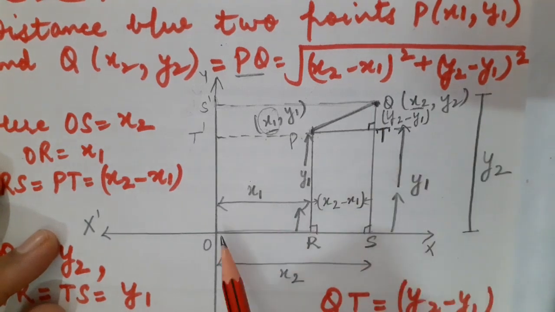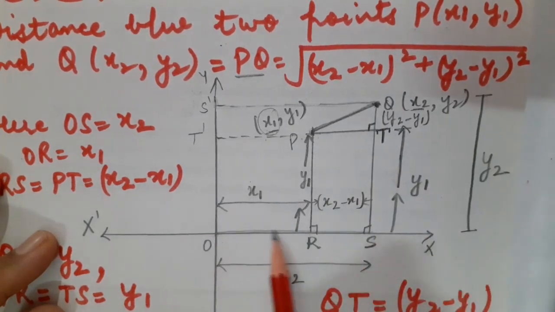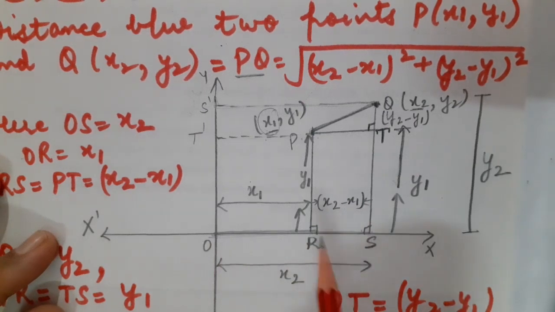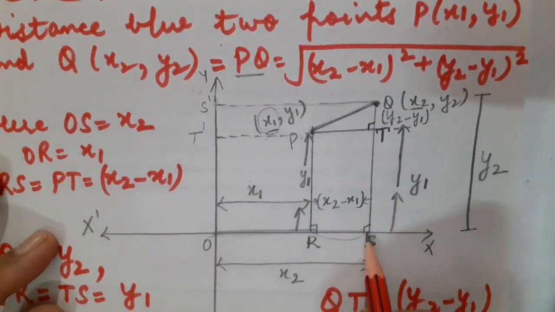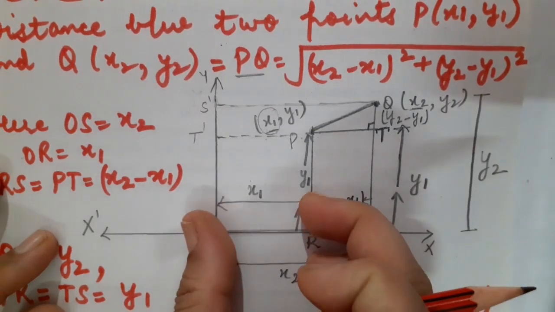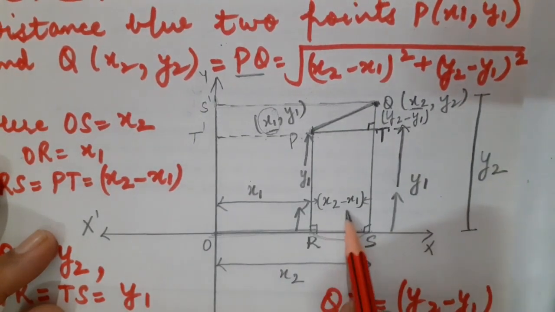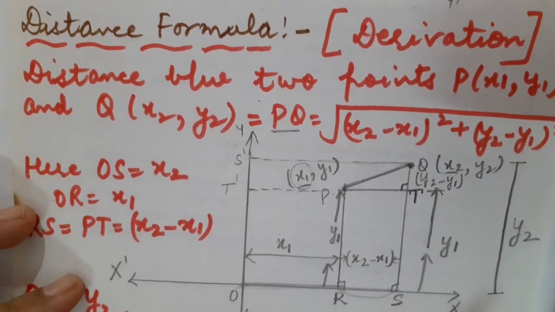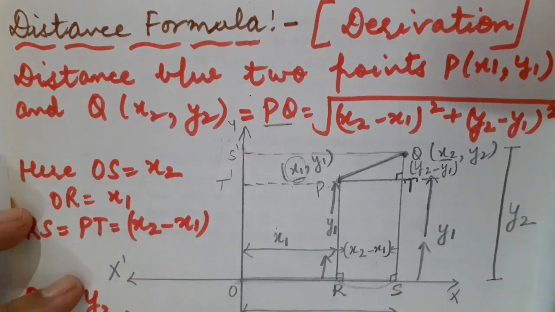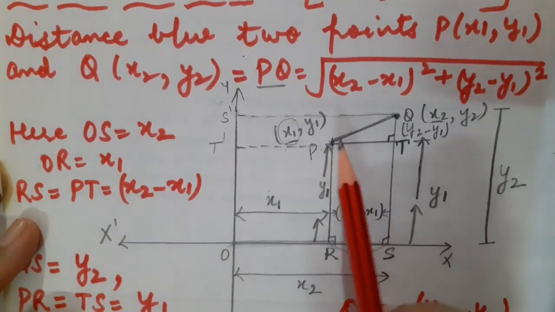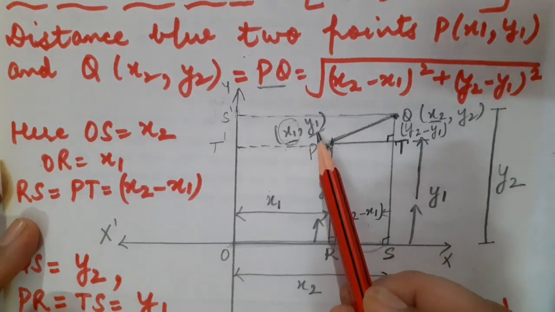Fine students. So when this complete OS is x2 and this OR is x1, then can you let me know, children, what will be RS? Of course, it would be x2 minus x1. That would be x2 minus x1. Correct, students? Okay. Now we will be reaching on y coordinate. For y coordinate, see, this is the point P, and what is its y coordinate? That is y1.